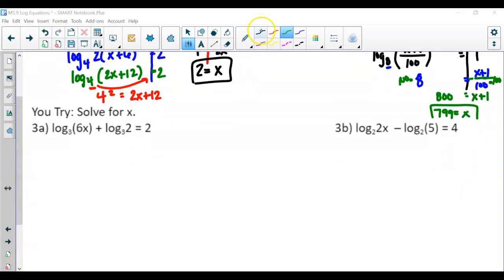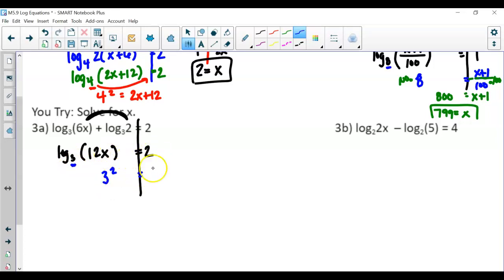And here we go. Notice here for the first one, bases are the same on the same side. So we're going to write this as one log, log base 3. You're adding, so don't add, right? Multiply 6x times 2, which gives you 12x, and that is equal to 2. Now write it as an exponential. So your base is 3. 3 to the what power? To the second power is equal to 12x. 3 squared is 9, which is equal to 12x. And then last here, divide by 12. Now you've got this fraction, which can be simplified to 3/4 or 0.75.